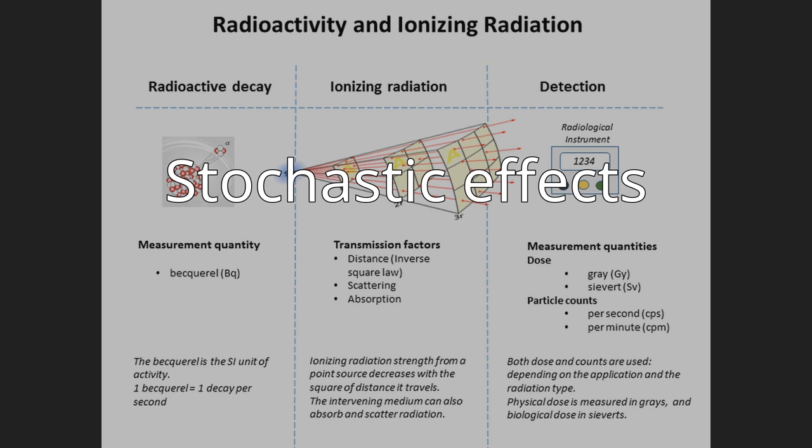Stochastic effects. Stochastic effects are those that occur randomly, such as radiation-induced cancer. The consensus of nuclear regulators, governments, and the UNSCEAR is that the incidence of cancers due to ionizing radiation can be modeled as increasing linearly with effective dose at a rate of 5.5% per Sievert. This is known as the linear no-threshold model, or LNT model.